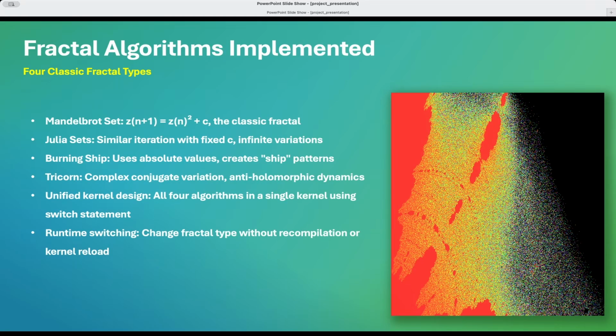The renderer implements 4 classic fractal types: the Mandelbrot set, the Julia set, the burning ship, and the tricorn. The Mandelbrot set uses the iteration Z_{n+1} = Z_n² + C and is the most famous one. Julia sets use the same formula but with a fixed parameter, generating an infinite family of fractals. The burning ship fractal uses absolute values, producing sharp, ship-like structures. The tricorn uses complex conjugation, giving anti-holomorphic dynamics.